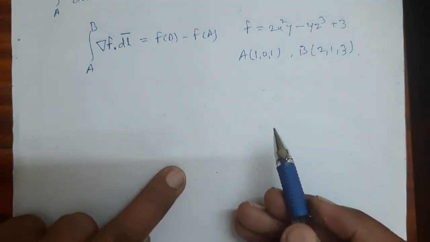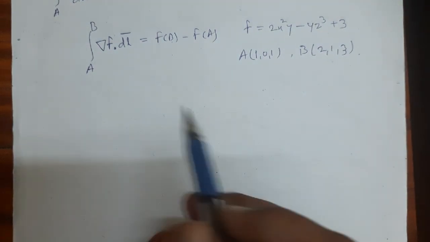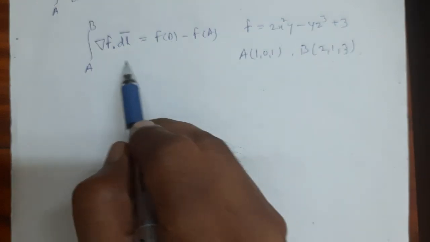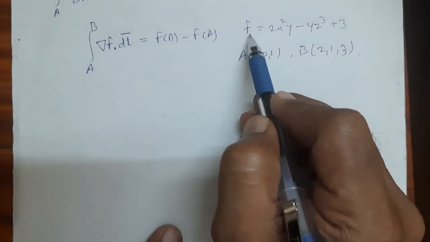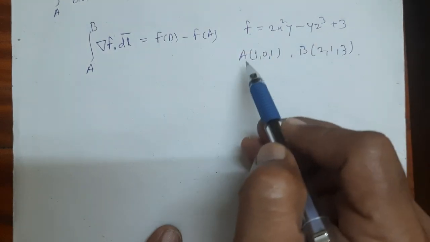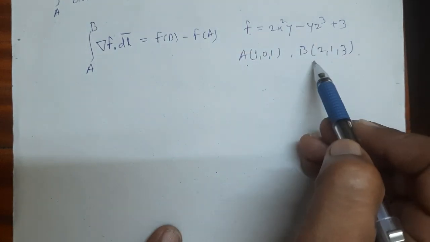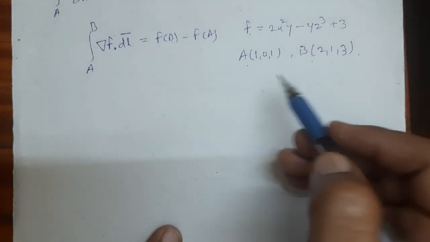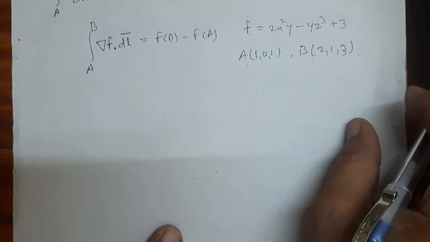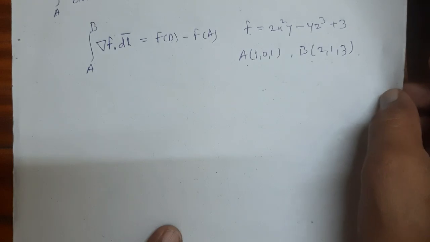Okay, therefore now homework for you. What you will have to do, you will have to test the validity of the fundamental theorem for gradient with the function f given by this and point A and point B. In the next video I will give you the solution of this so that you can check whether you have done it properly or not.